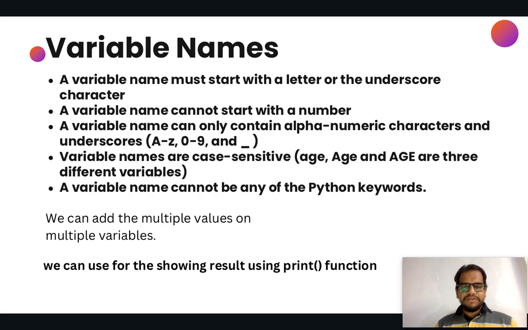Every language has similar ways, with its own rules for writing variables. So let's see. A variable name must start with a letter or an underscore character. It means we don't want to start the variable with a number or a special character. And the second one is, a variable name cannot start with a number.